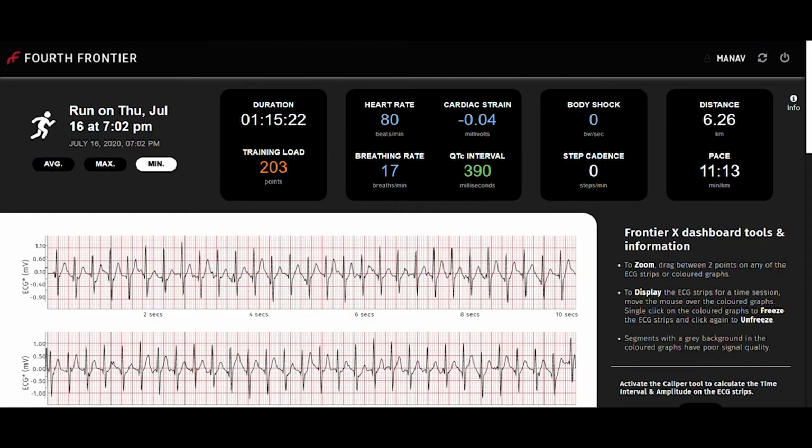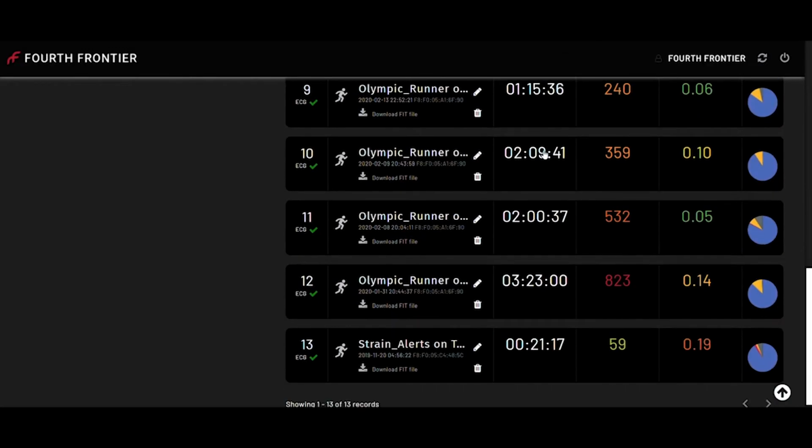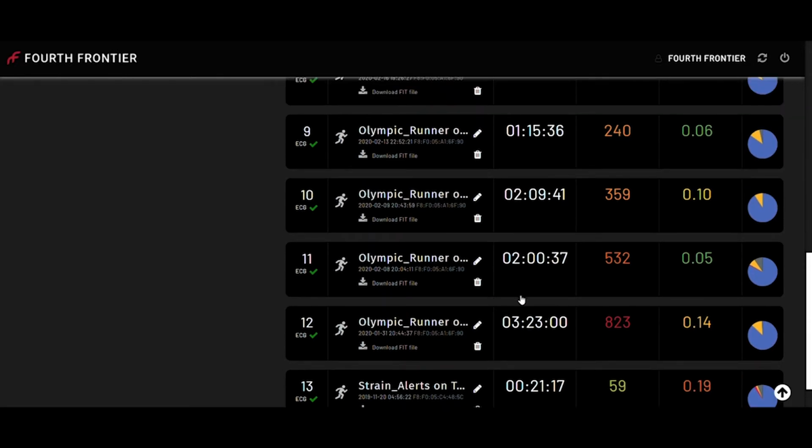parameters. To give you a sense of the other kinds of data that has been recorded by some of our users, we had a person who was trying out for the Olympics in the US, the Olympic trials for the full marathon. And as you can see, his training load was a lot higher.